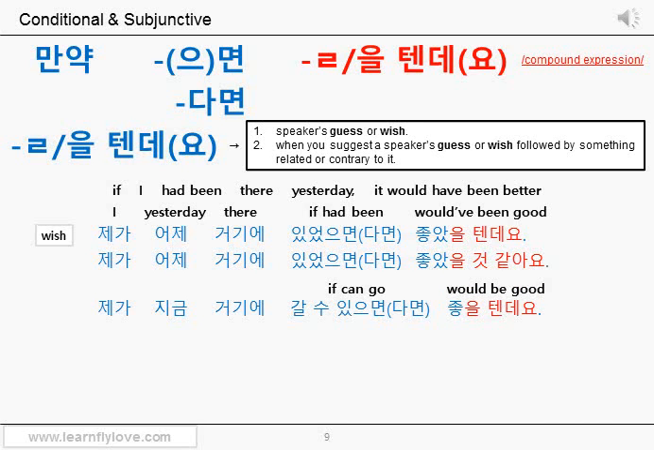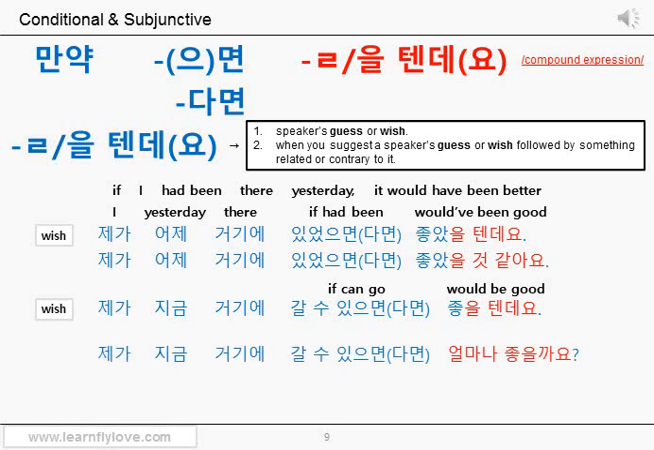제가 지금 거기에 갈 수 있으면 좋을 텐데요. or 제가 지금 거기에 갈 수 있다면 좋을 텐데요. If I could go there now, it would be good. You're saying this because you cannot go there now. You wish and you feel pity for it. Let's see the next sentence then.